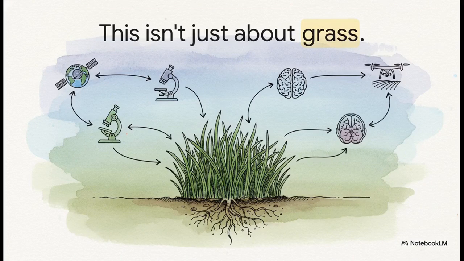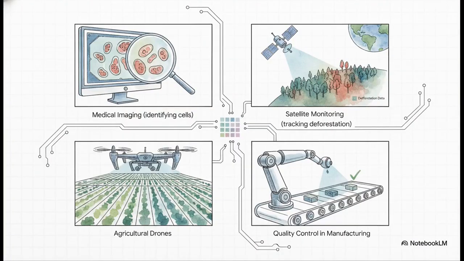But the application of this fundamental idea, it goes so much further than this greenhouse. Seriously, think about it. When a computer analyzes an MRI scan to spot cancer cells, it's doing the same thing, isolating pixels based on their properties. When a satellite tracks deforestation from space, or a drone assesses crop health over hundreds of acres, it's all running on this exact same principle. It's even used for quality control on factory assembly lines.